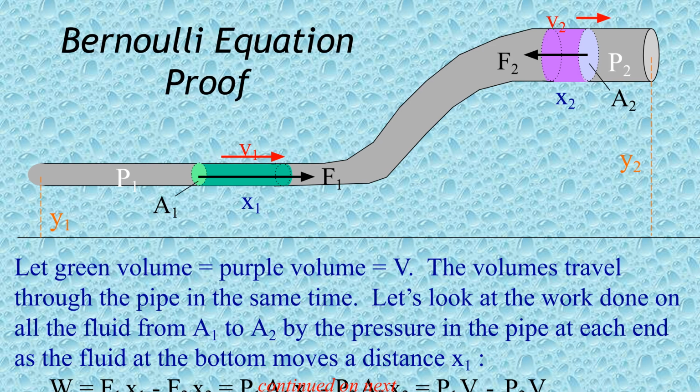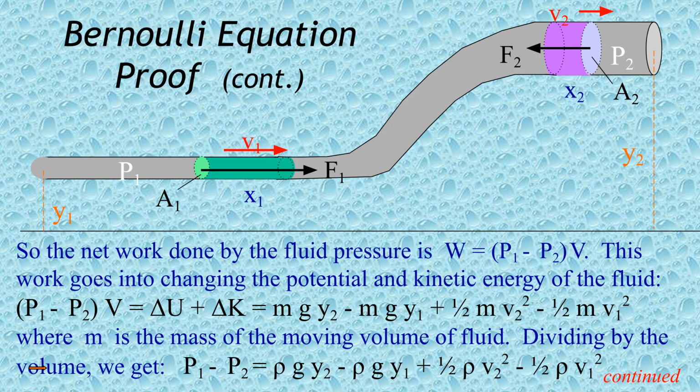The Bernoulli equation can be derived using the work-energy theorem. The net work done by the pressure difference is P1 minus P2 times V. This work changes the potential and kinetic energy of the fluid volume. Setting the work done equal to the change in potential and kinetic energy, P1 minus P2 times V equals the change in potential energy plus the change in kinetic energy. Dividing by volume V and rearranging the terms leads directly to the Bernoulli equation.